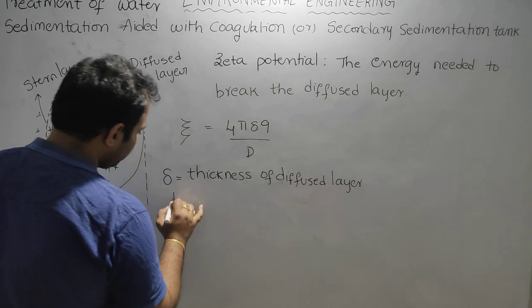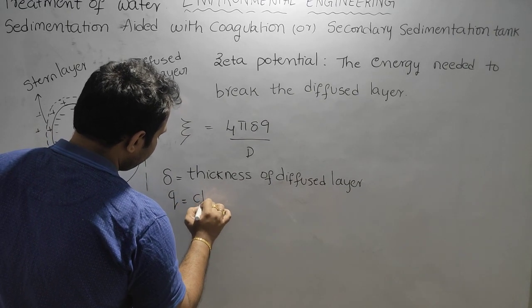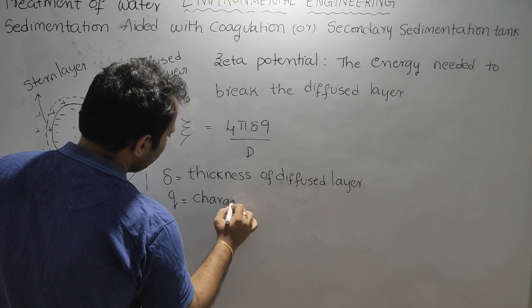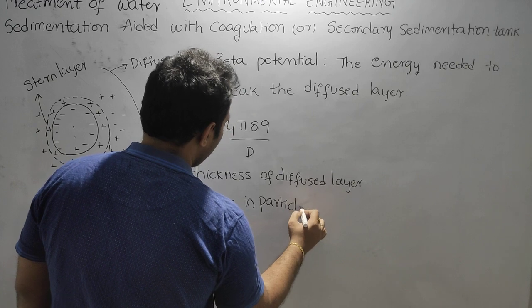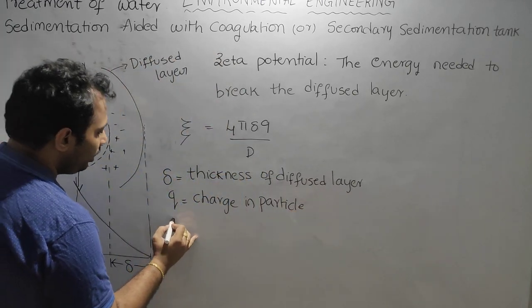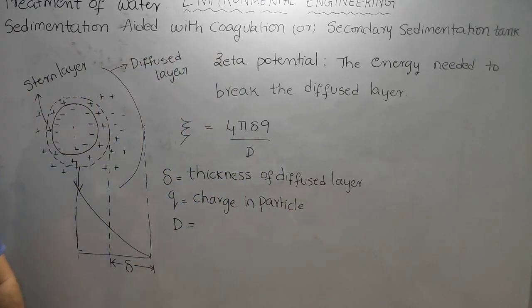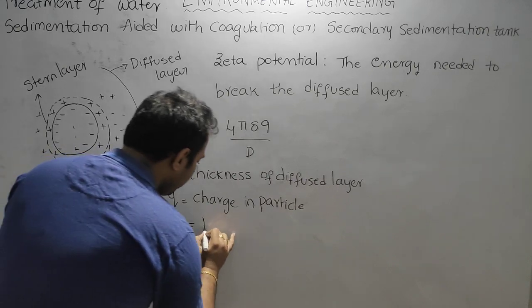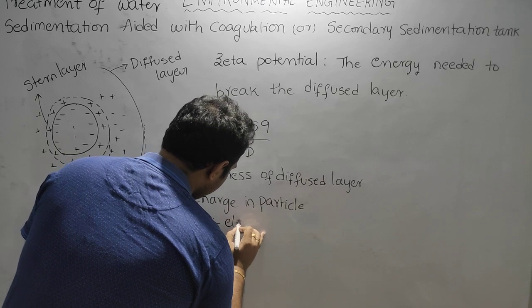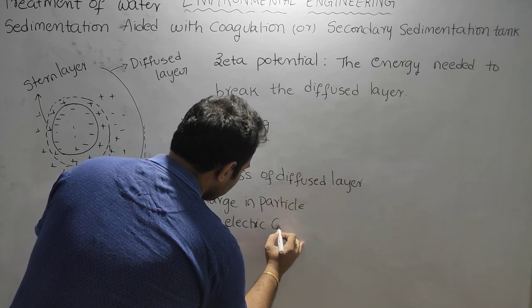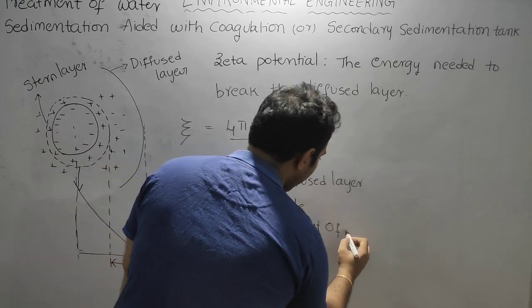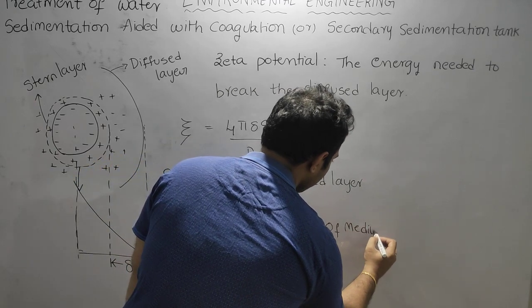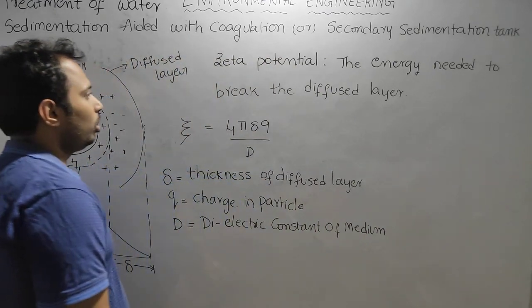and Q is the charge in the particle, and D is the dielectric constant of the medium. So this is what zeta potential is.